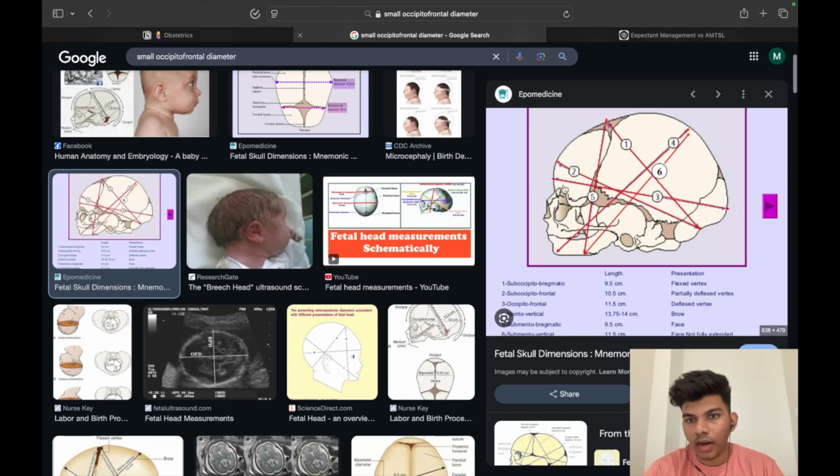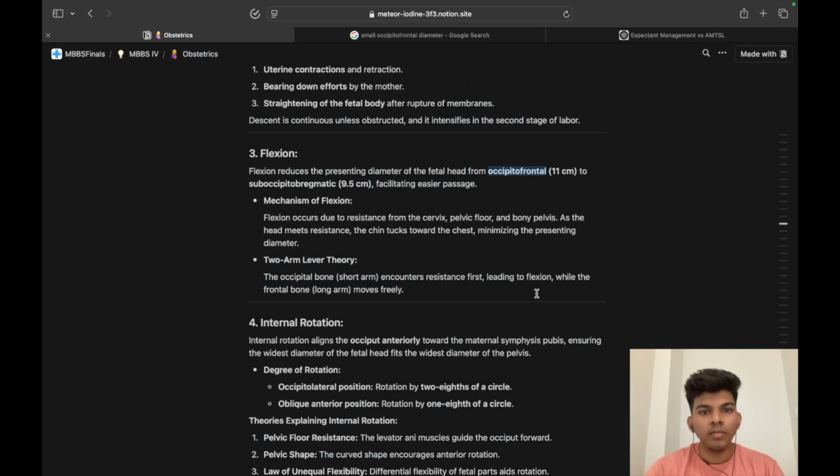Occiput and the frontal bone. Look at this, how long it is compared to this. This one is much shorter, right? This one is 9.5 and this one is 11. So flexion helps in that. You can imagine doing this makes the suboccipitobregmatic the presenting diameter, rather than this. In case of this, occipitofrontal is the presenting diameter.